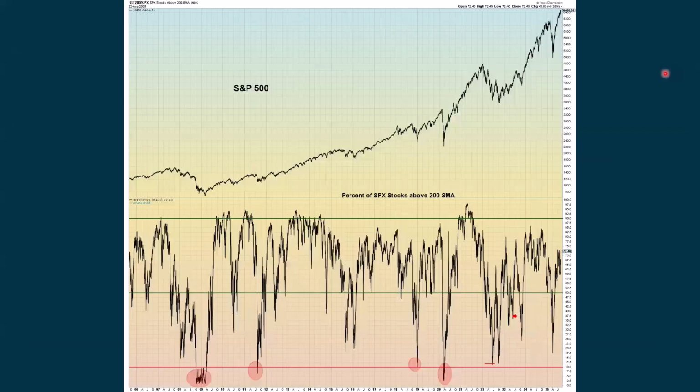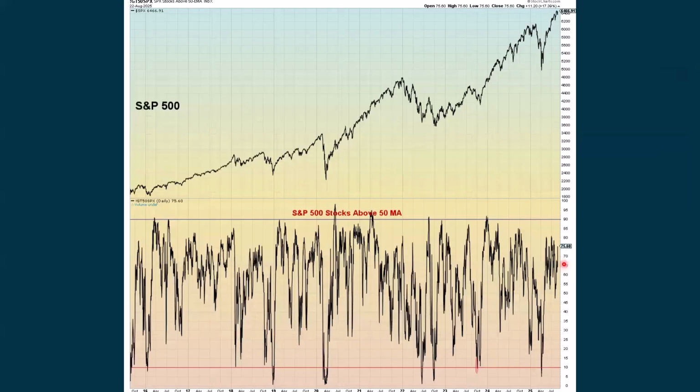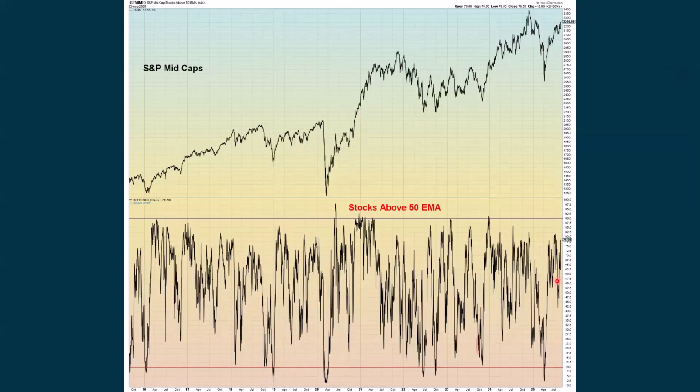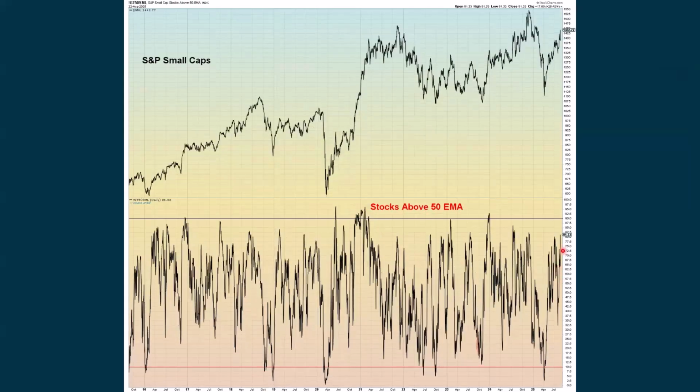And then we look at the percent of stocks in the S&P above their 200-day simple moving average. We're above 50 and going up. That's positive. Those stocks above their 50-day moving average in the S&P, above 50 and going up. Mid caps also improving. Small caps improving as well.